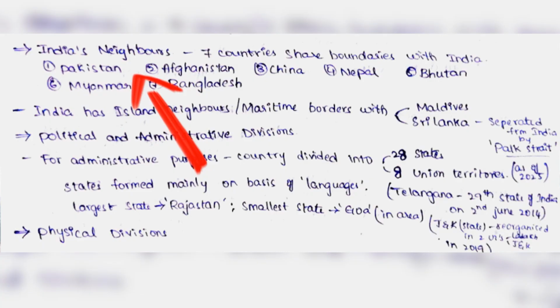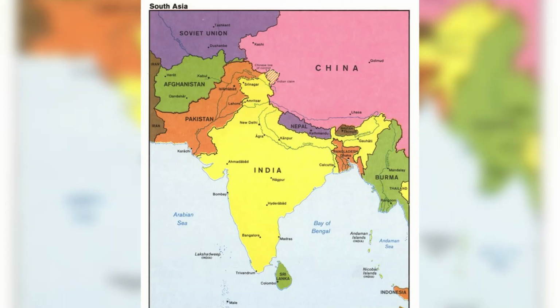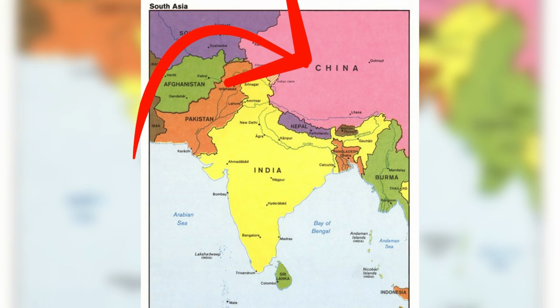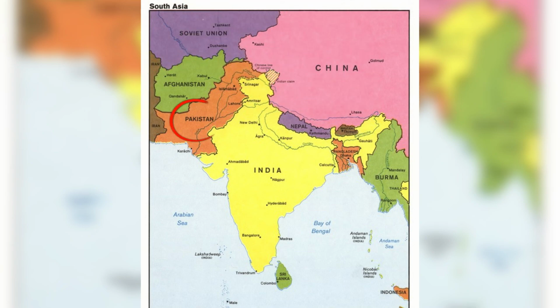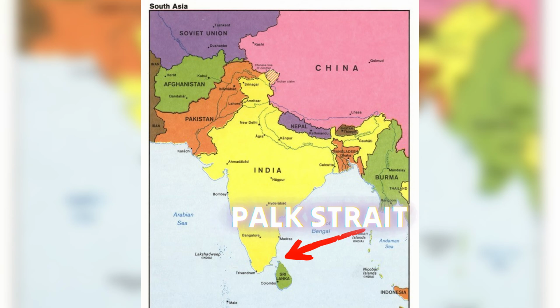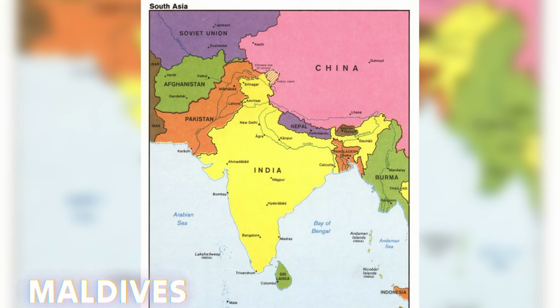Now let's look at India's neighborhood on the map. India shares its land boundaries with 7 countries. Let's move clockwise starting from the northwest. Pakistan and Afghanistan in the northwest, China, Nepal, Bhutan in the north, Bangladesh and Myanmar in the east. To the south, across the sea, we have our island neighbors too, Sri Lanka and Maldives. Sri Lanka is separated from India by a narrow stretch of sea called the Palk Strait, and Maldives lies to the southwest of Lakshadweep Islands in the Arabian Sea.